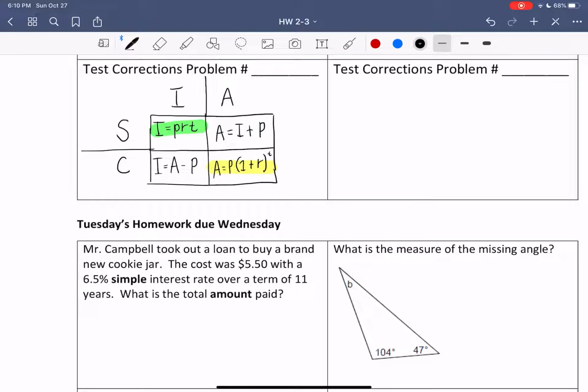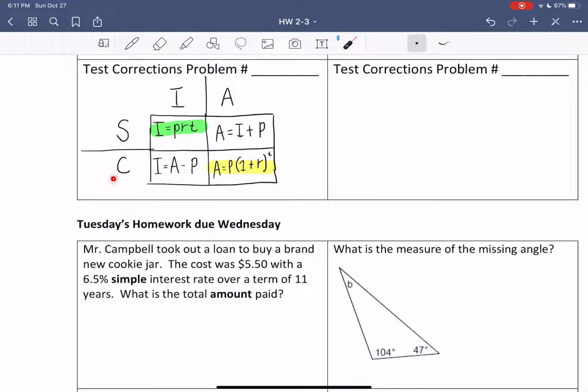Chart, and I think that it will be helpful in our interest problems. So I've highlighted in green the simple interest formula and in yellow the compound interest formula. But because sometimes they ask us for the total amount when we're finding simple, I've also written in the box next to it, right here, how to find the total amount when solving for simple interest.